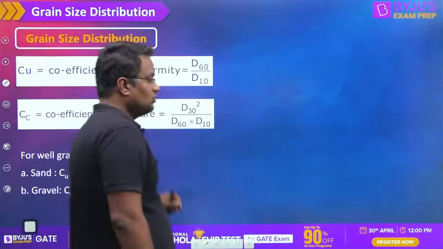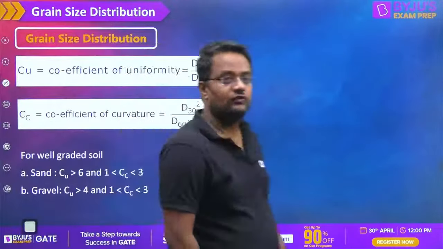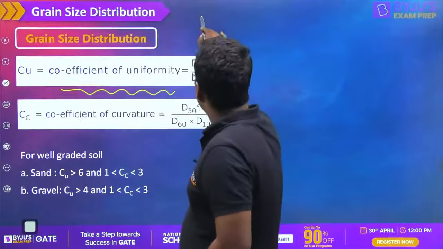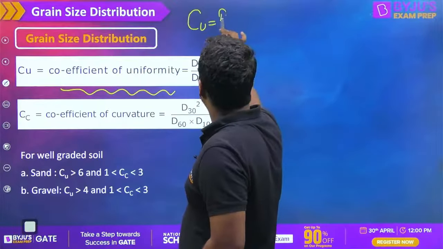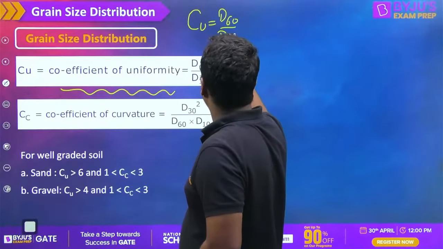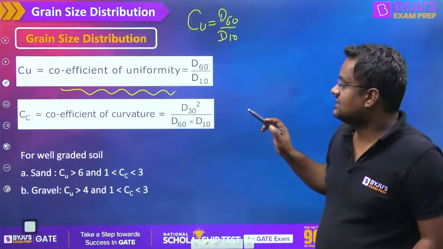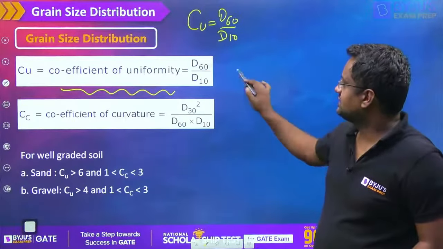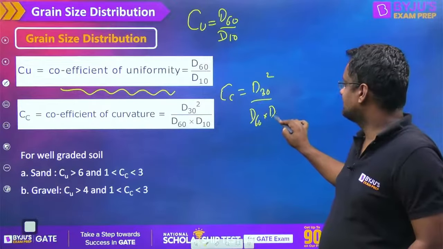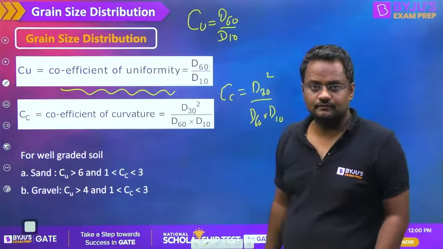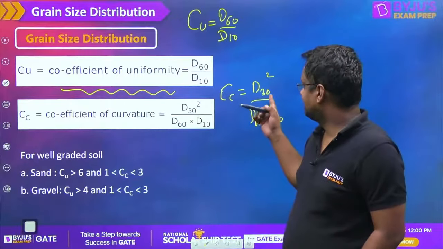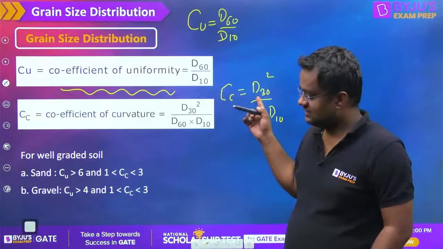There is a term called coefficient of uniformity. Coefficient of uniformity is D60 by D10. D60 means the diameter below which 60% of particles are there. D10 means the diameter below which 10% of particles are there. Cc is the coefficient of curvature. The coefficient of curvature is D30 squared divided by D60 into D10. D30 means the diameter below which 30% of particles are there.